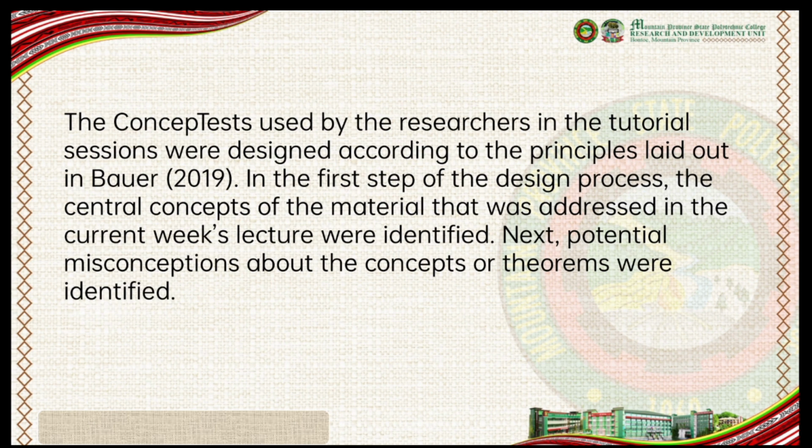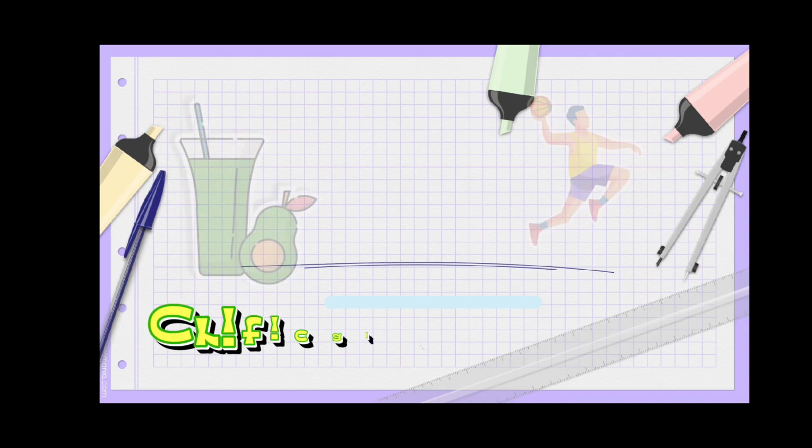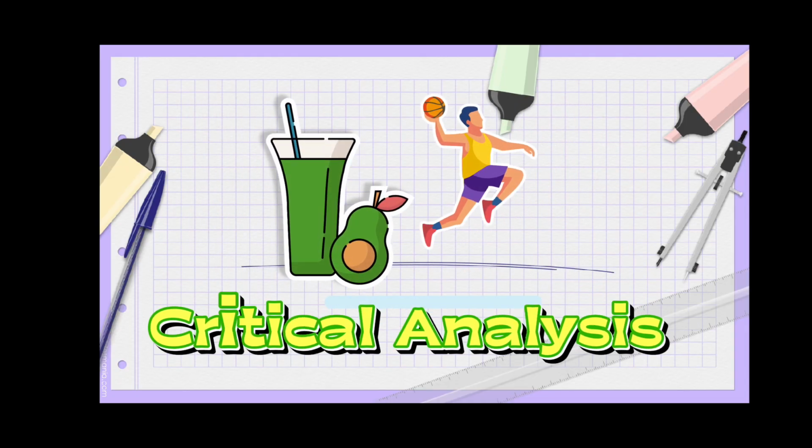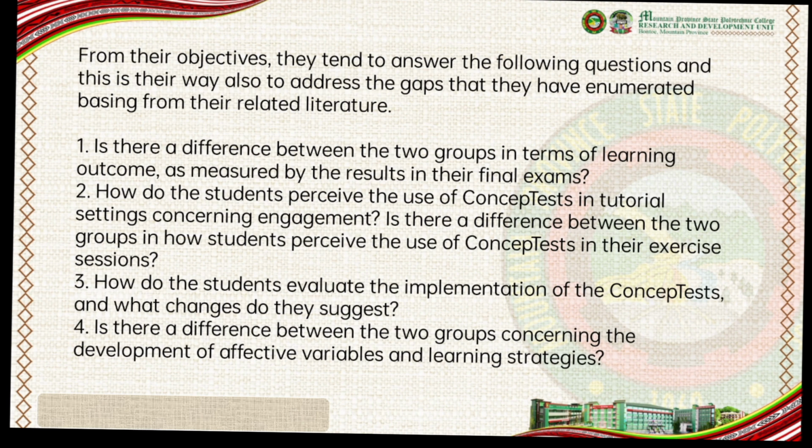For the critical analysis, from their objectives, it is clear that they have established a clear goal on what they are about to research or prove through research. The researchers gave an in-depth discussion in coming up with their objective, and that shows in how they have stated it.